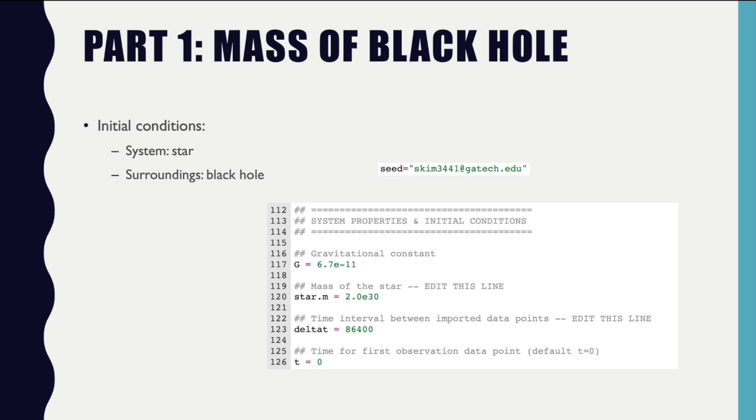This is my code for part 1. The system is the star and the surroundings are the black hole. I entered my seed, which is my Georgia Tech email, and this generates me a unique star trajectory. The gravitational constant is defined. The mass of the star is 2 times 10 to the 30 kilograms. Delta T is 86,400 seconds, and we're starting at T equals 0.